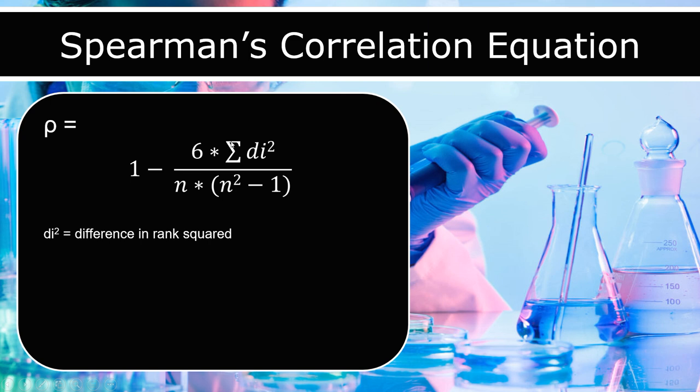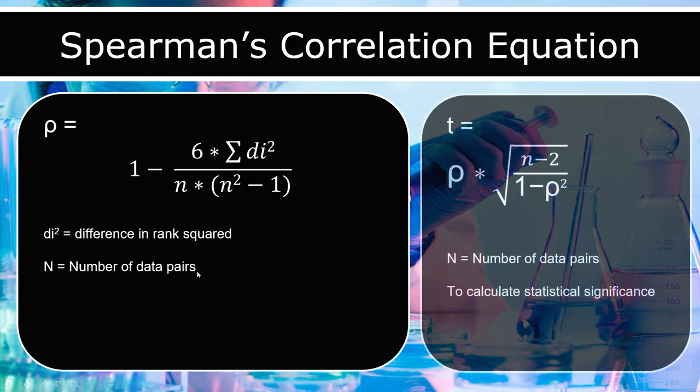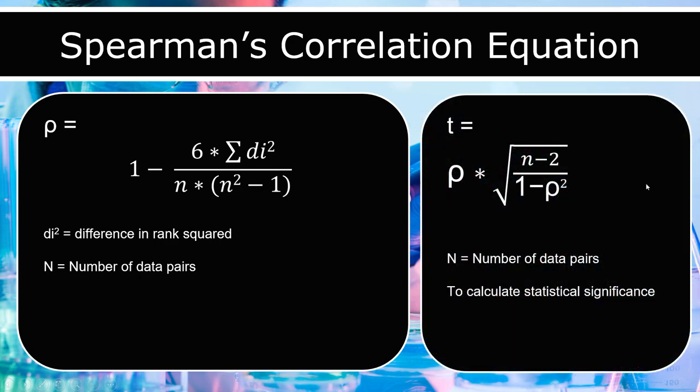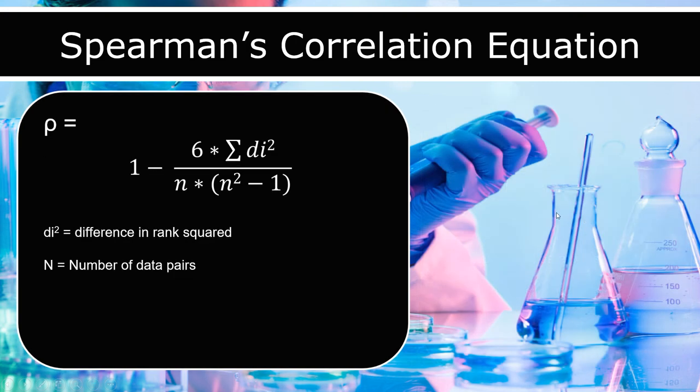Then this numerator is divided by n times n squared minus 1, where n is the number of data pairs. Remember, everyone has to have a minimum of 50, so your n is going to be at least 50 and go up to however many data pairs you have. The second part of calculating this is calculating a t statistic, which you need rho to do, and we'll come back to that in a minute. Right now, let's just focus on how you get rho.